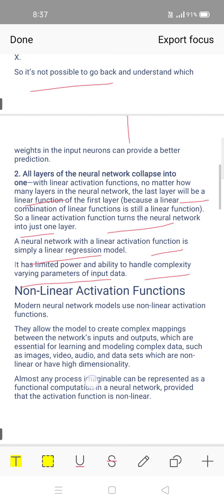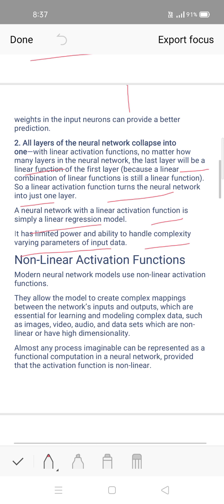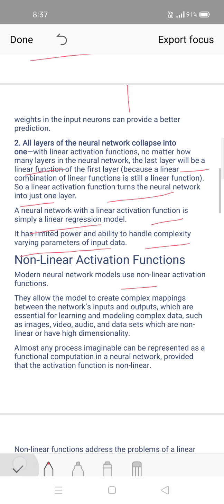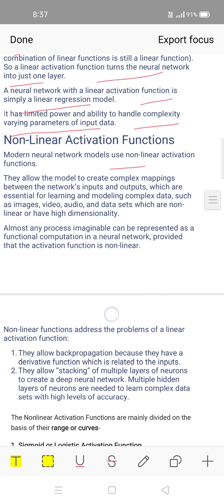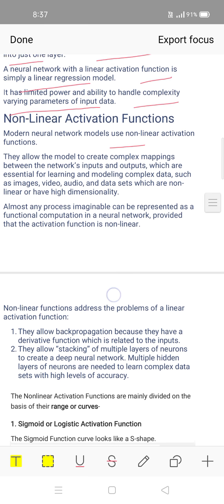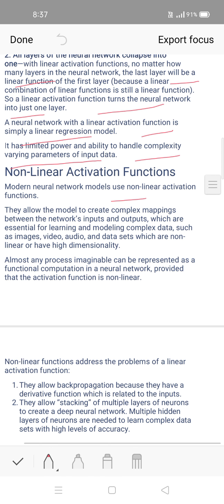Next we have the nonlinear activation function. Modern neural networks use nonlinear activation functions. They allow us to create complex mappings between the network inputs and outputs, which are essential for learning and modeling complex data such as image, video, audio, and data sets which are non-linear or have high dimensionality.